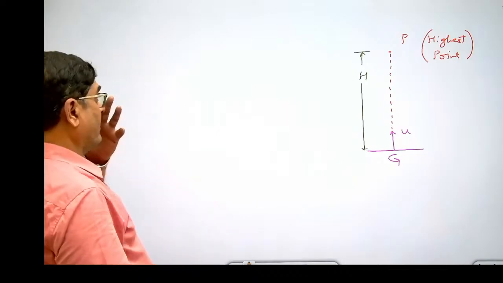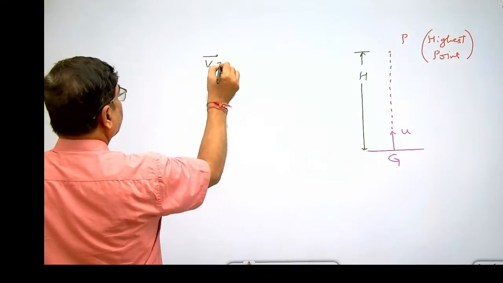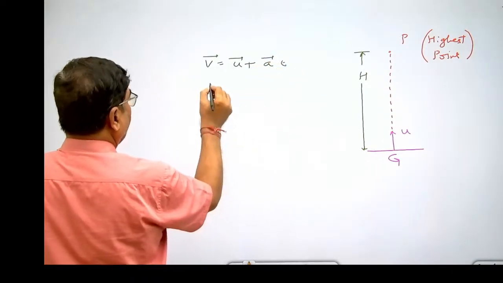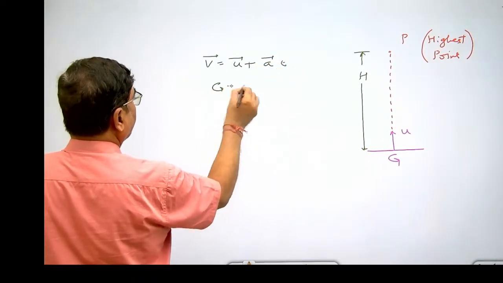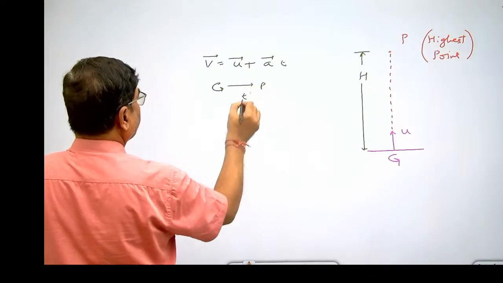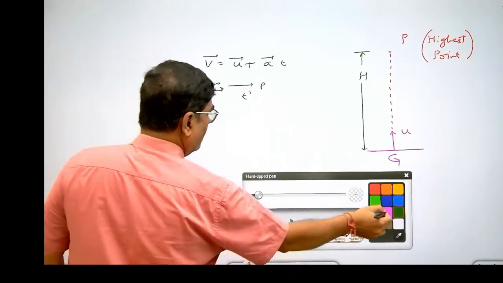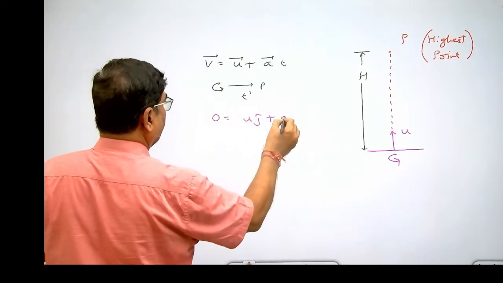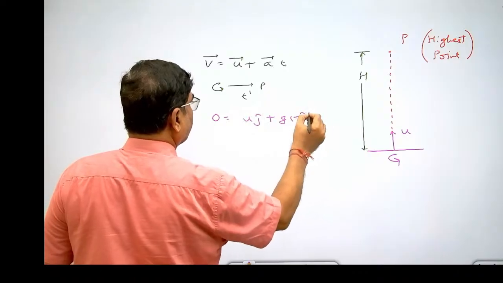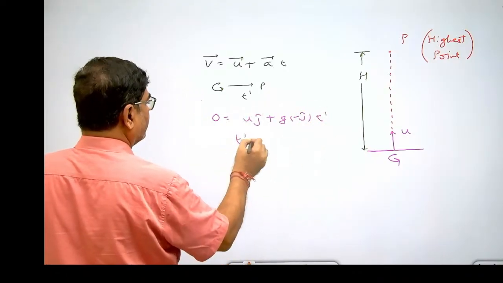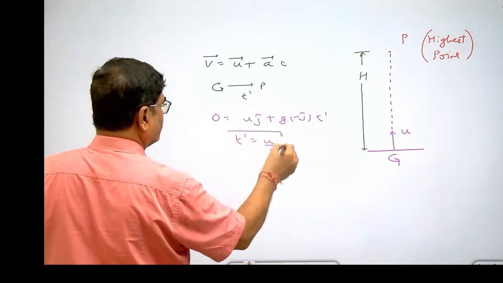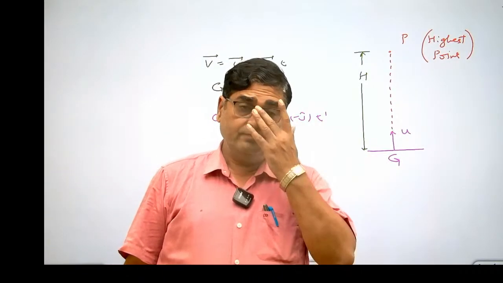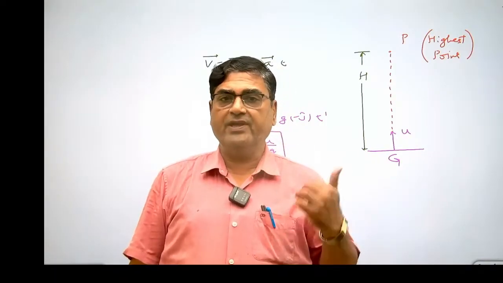So dear student, when we apply the first equation of motion, v equal to u plus at, let us assume the time taken by the particle in moving from point G to point P is t dash. Velocity at the highest point is 0. Initial velocity u j cap, acceleration due to gravity is minus g j cap, into t dash. After solving this equation, we get t dash equal to u upon g. So the time taken by the particle in moving from ground to the highest point is u upon g.